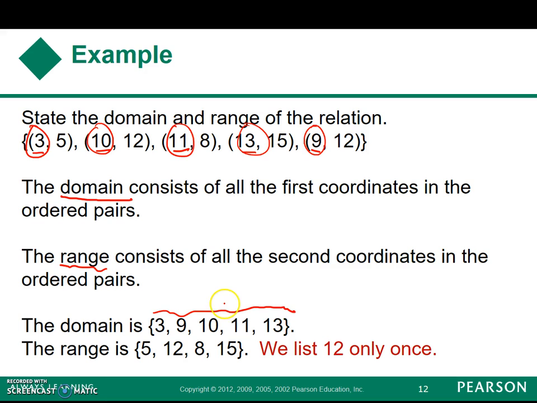The range consists of all the y components. So we have 5, 12, 8, 15, and 12 again. We just list them. Notice I'm only going to list 12 once though. Okay? I'm not going to get carried away there. We can have duplication of the y coordinates, that's okay, but we can't have duplication of the x's. If we do, it's not a function.